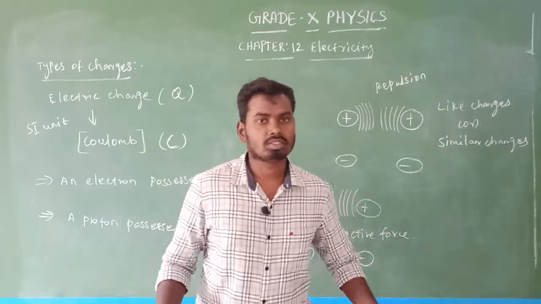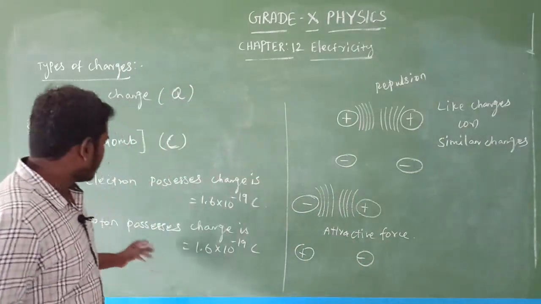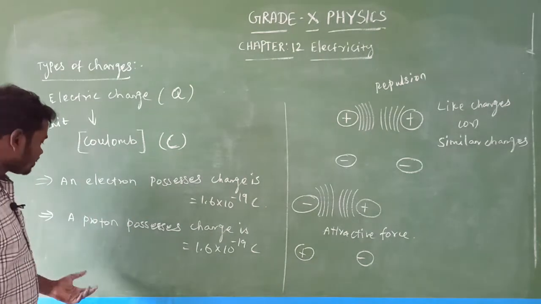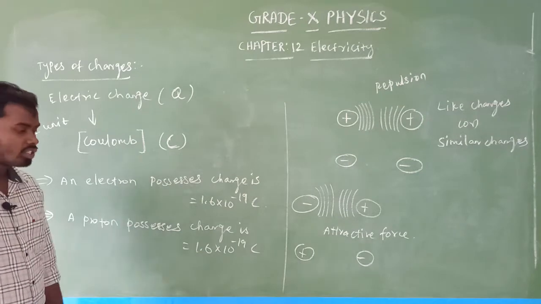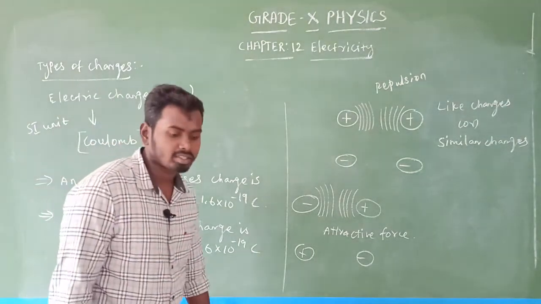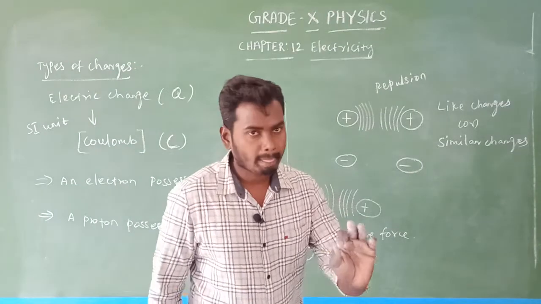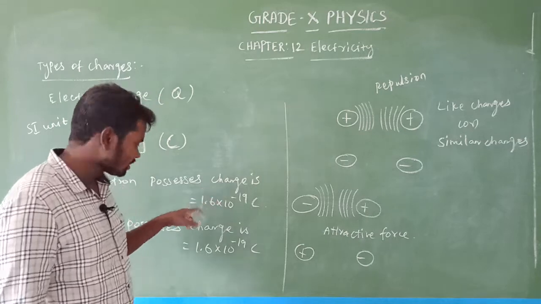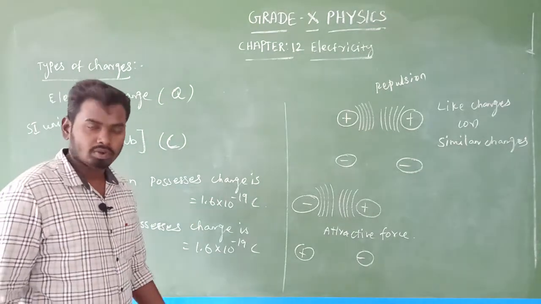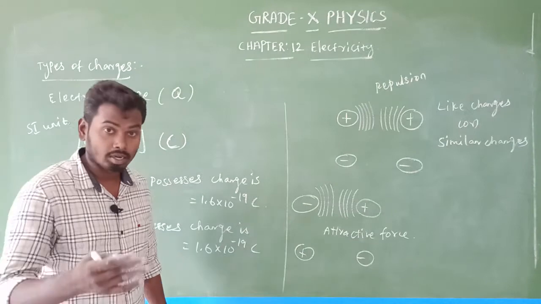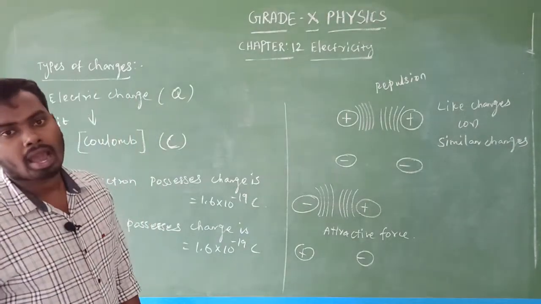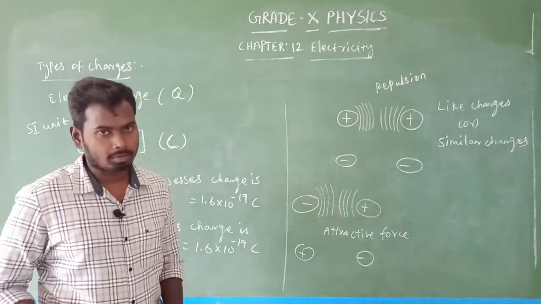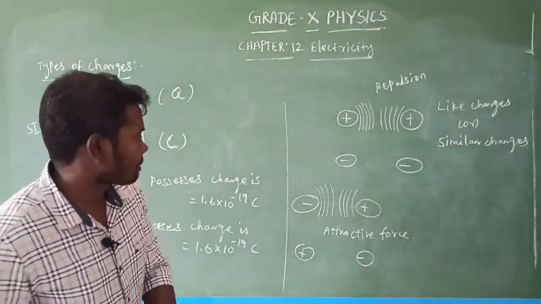புரியுதா? எஸ், தட்ஸ் ஆல். Okay, an electron possesses a charge of 1.6 into 10 power of minus 19 coulomb, whereas a proton possesses a charge of 1.6 into 10 power of minus 19 coulomb. Is it clear? Yes. Electron is negative charge, and proton is a positive charge. Even though the charges are opposite, they have the same amount of charge. Okay, that's all. Next we will see that very important one.